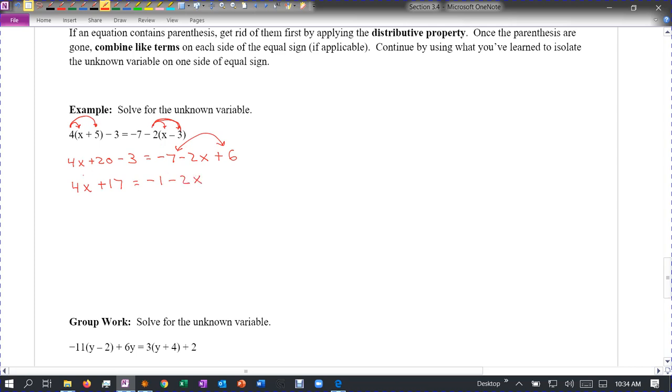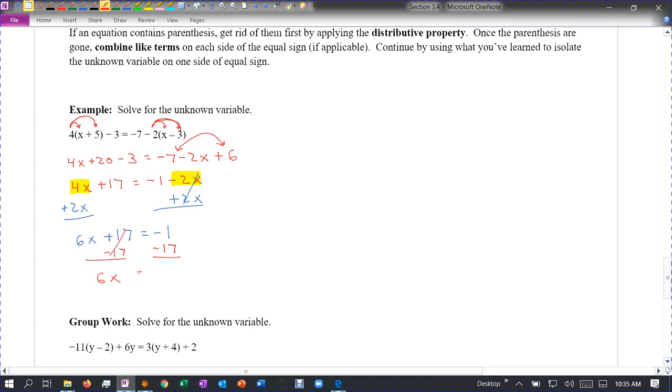Alright, next step. Let's try and get these x terms all on one side, right? So I want those on one side. So I'm going to just try and move them to the left. So I'm going to add 2x here, add 2x here. That'll give us 6x plus 17 equals negative 1, and then the 2x's went away. Okay, getting closer now. Let's subtract 17 on both sides. That'll get that 6x by itself.